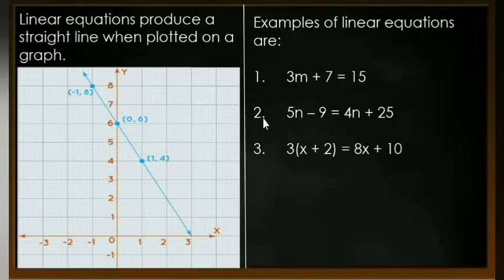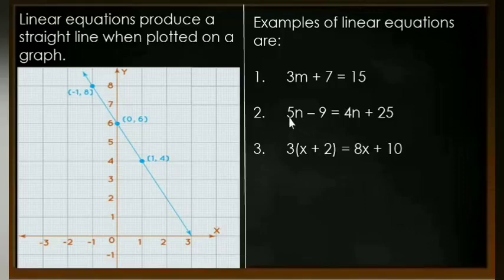Okay? Moving to the second equation, we have 5n minus 9 equals 4n plus 25. The variable in this case is letter n. Letter n on the left-hand side and letter n on the right-hand side. Take note that in an equation, the equality sign divides the equation into two parts, which are the left-hand side and the right-hand side. Okay?